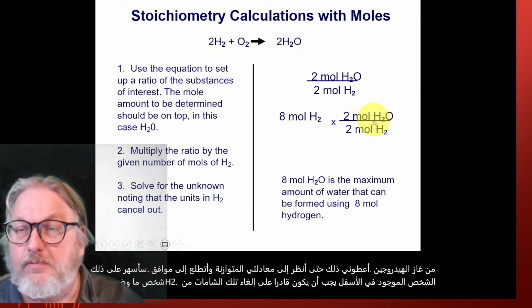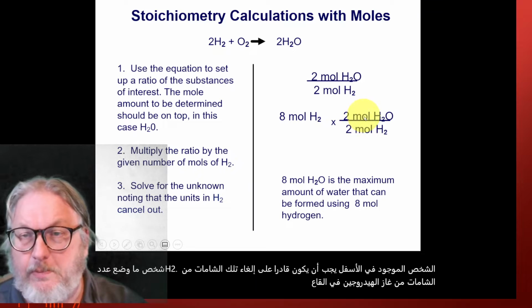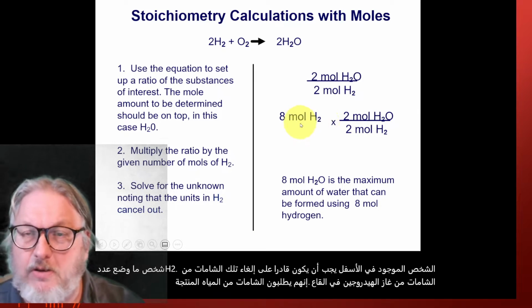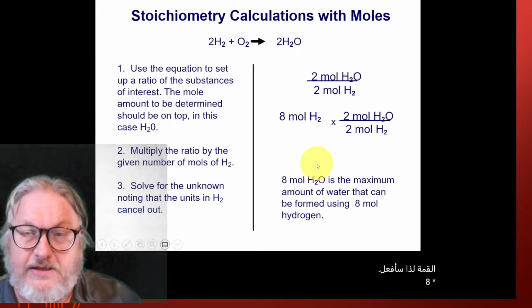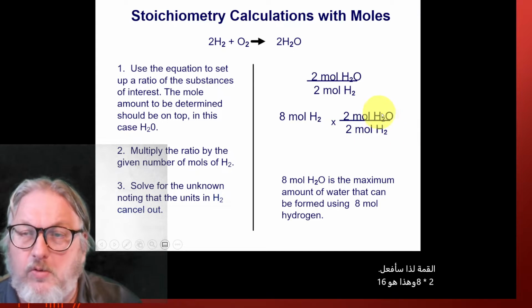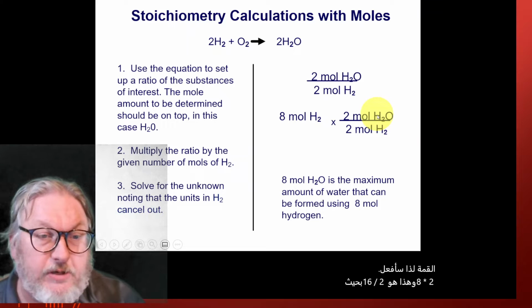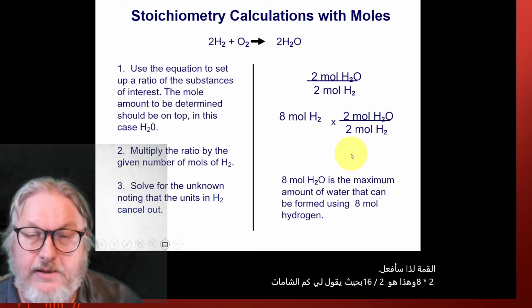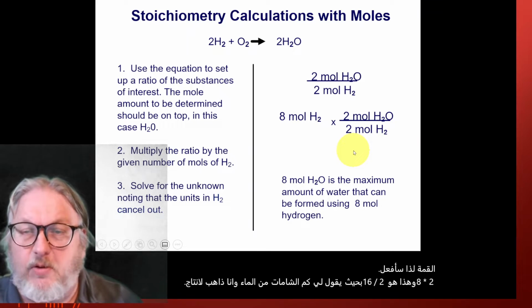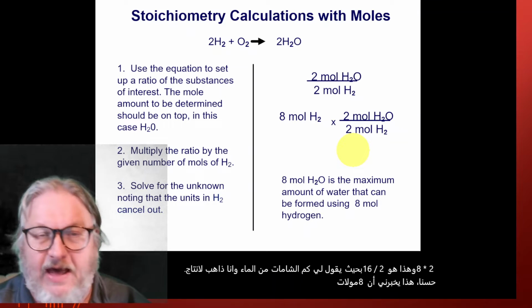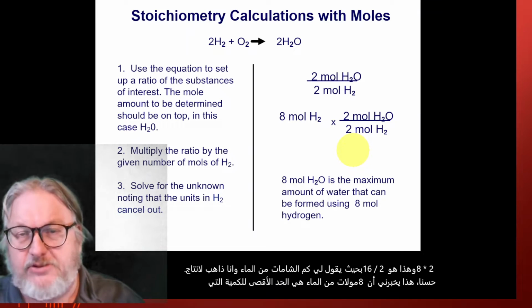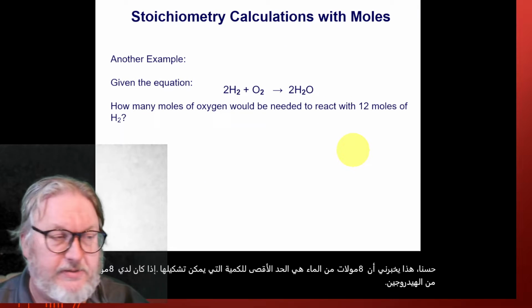They're asking for the moles of water produced, so I'm going to put that on top. So I'm going to do 8 times 2, that's 16, divided by 2. So that tells me how many moles of water I'm going to produce. All right? So that tells me that 8 moles of water is the maximum amount that can be formed if I have 8 moles of hydrogen. Let's look at this example.